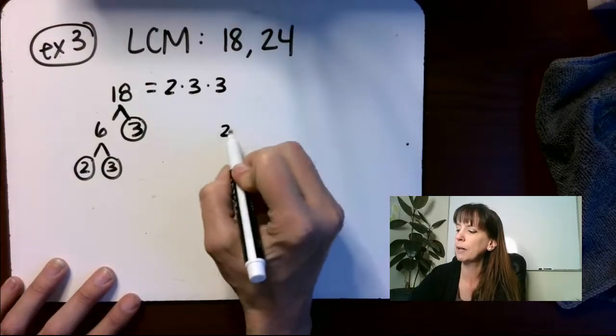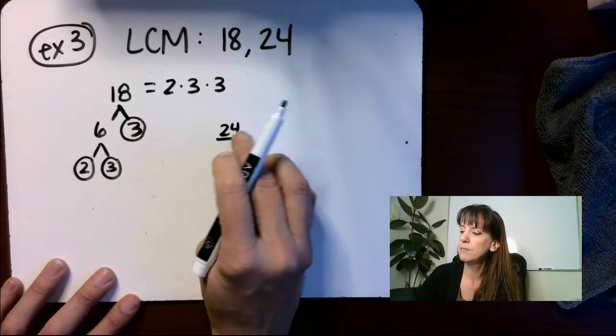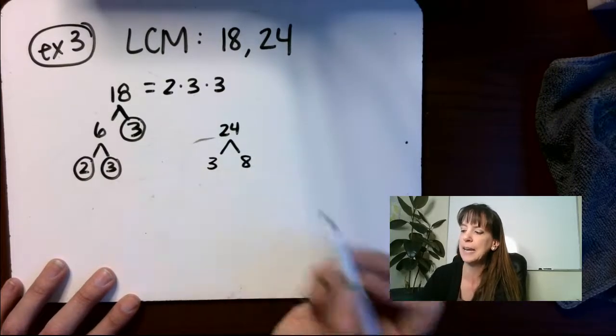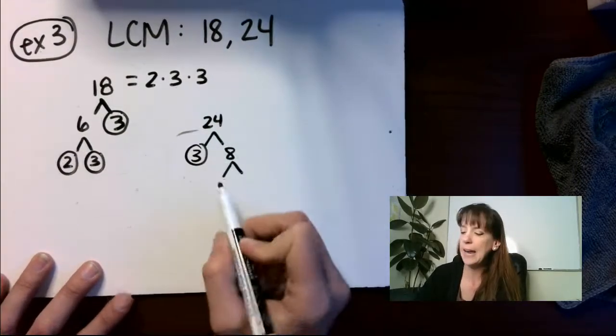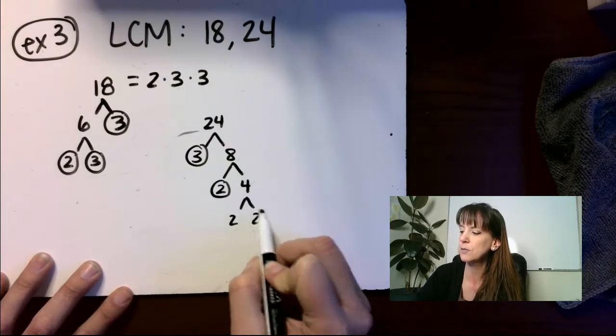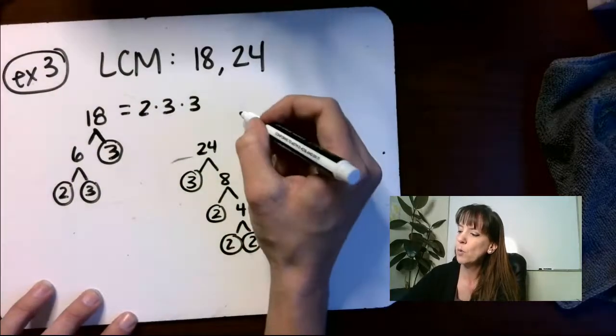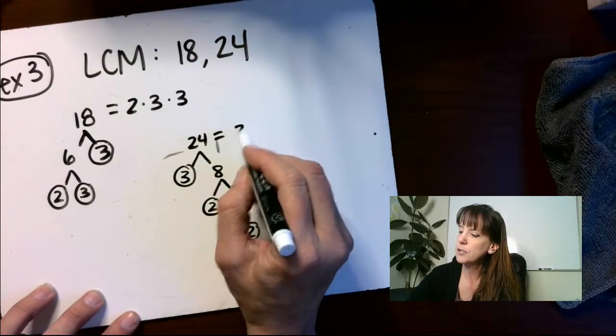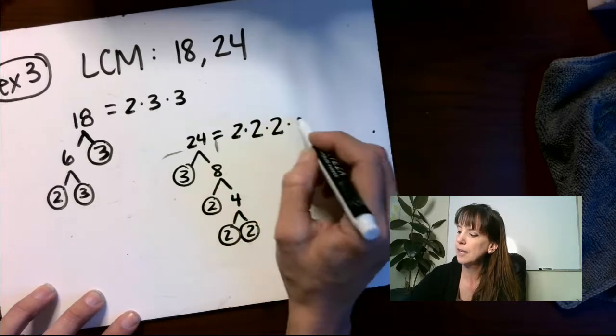Now let's do 24. Actually, let me fix that. We've got 3 times 8. 3 is prime. 8 would be 2 and 4. 2 is prime, and then we break this down to 2. So for 24, what we have equals 2 times 2 times 2 times 3.